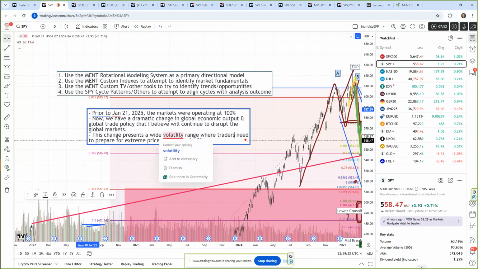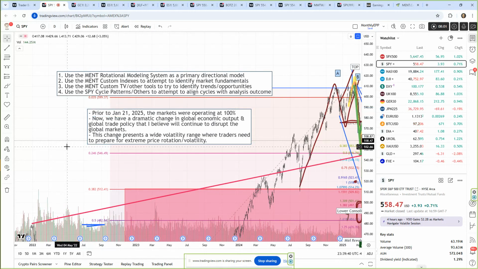Sometimes my fingers get going. Volatility, V-O-L-A-T-I-L. Sometimes my fingers get going faster than my brain. Used to be able to type 145 words a minute back in the old days, not anymore.